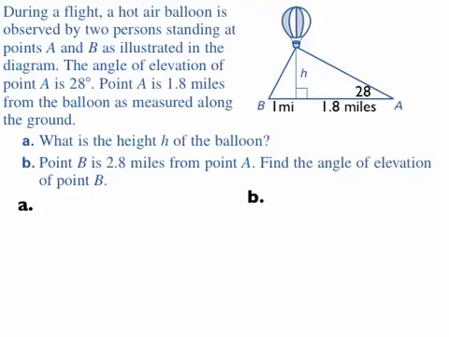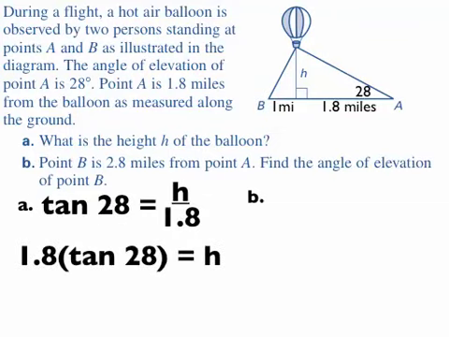Notice I have a 28-degree angle at angle A, and I know that the distance from the hot air balloon to the person at A is 1.8 miles. So what I can do is use a trig ratio. I want to know the side opposite my 28-degree angle, and I know the side adjacent is 1.8. So I can use the tangent of 28 equals opposite, which is h, over 1.8, which is the adjacent. Multiply both sides by 1.8, and you get 1.8 times the tangent of 28 equals h. Plug it into your calculator, make sure you're in degrees still, and you get h equals about 0.96.